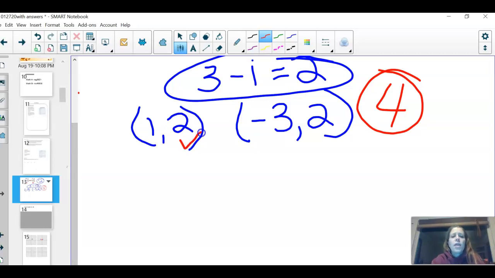So my 2 is the same. 1 and negative 3 are different.